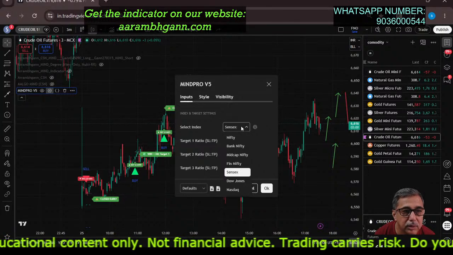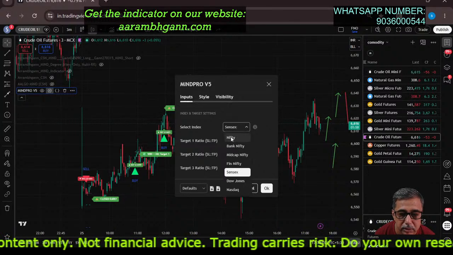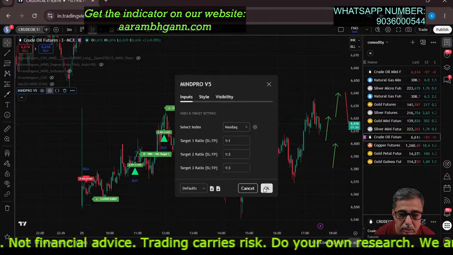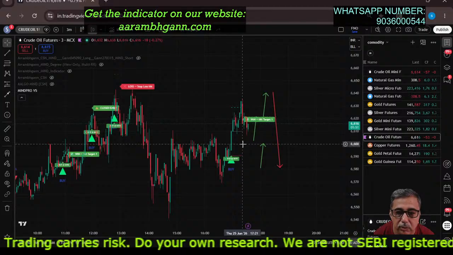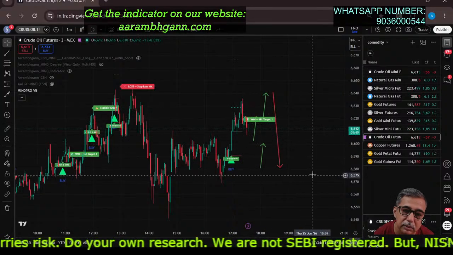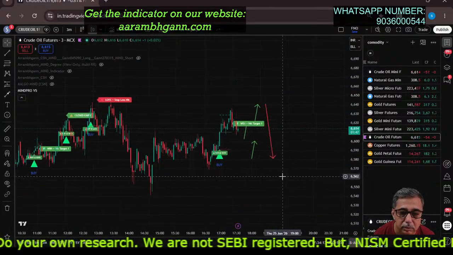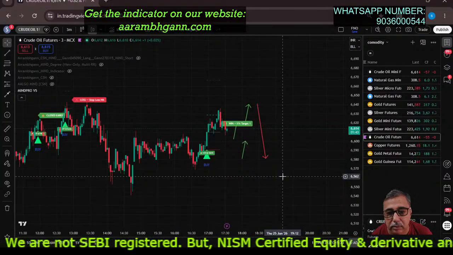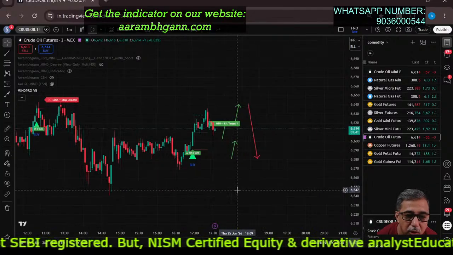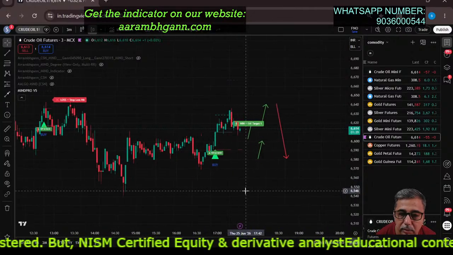See, if I am using the Sensex here, I should not use Sensex. What I can use is Nasdaq. Okay. See here also the 1:1 target is hit. Yes, whichever price is near to crude oil, you can use that. It calculates according to that.